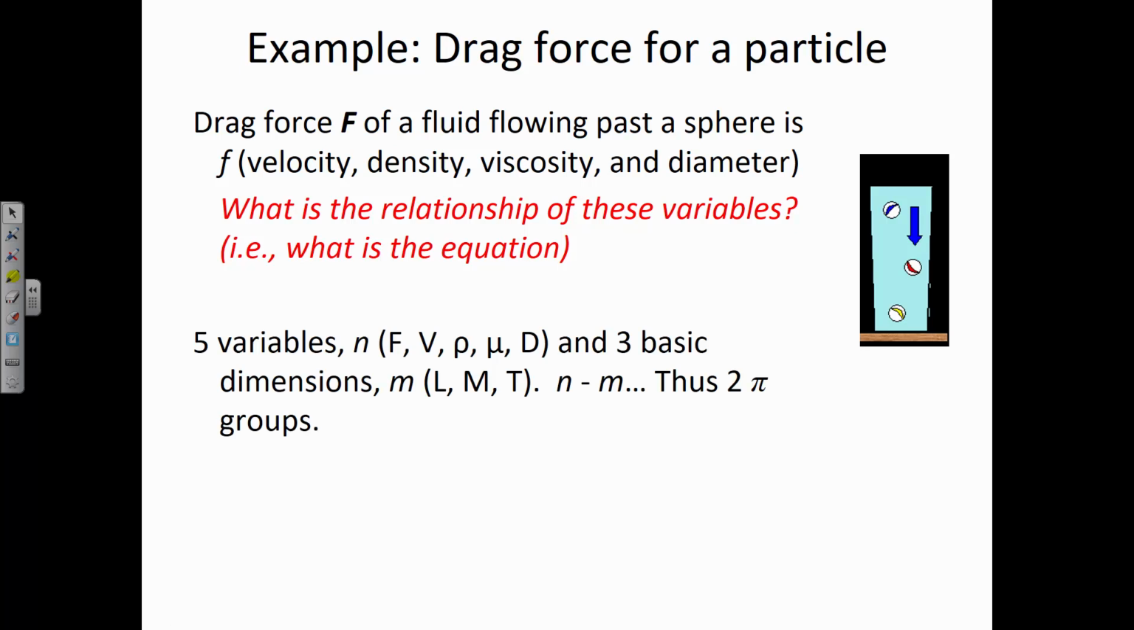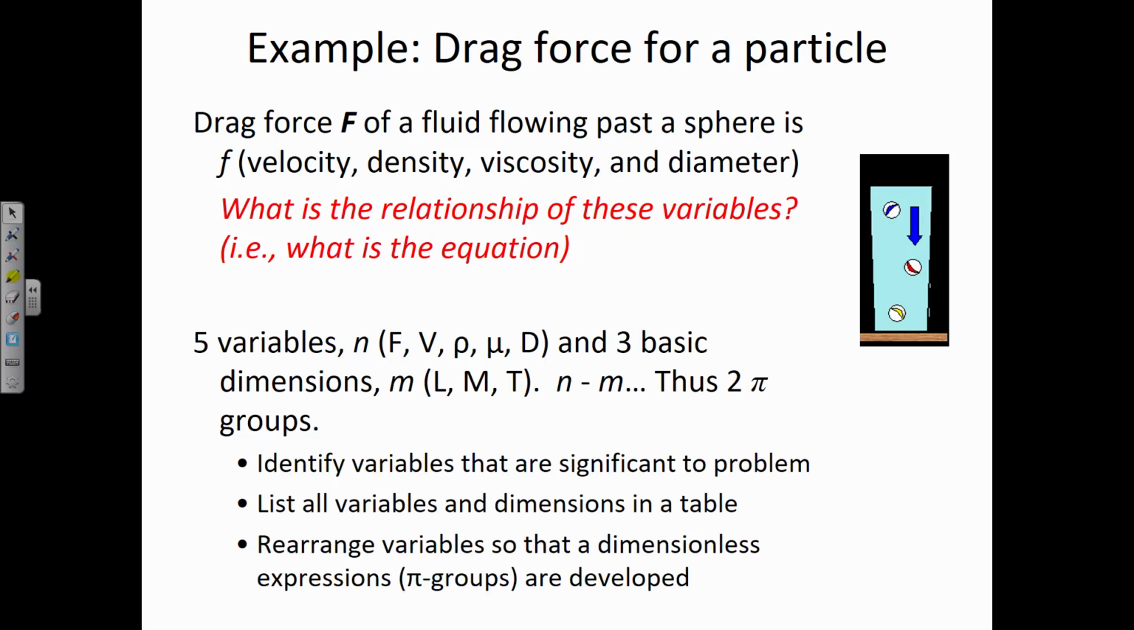So if we applied the Buckingham pi theorem to that, we can see that there would be 5 variables in total: the force, velocity, density, viscosity, and diameter. And among those variables, the 3 basic dimensions that each of them are founded on are length, mass, and time. And so there should be 2 dimensionless groups that are going to predict the behavior there. And so what we have to do is identify all the variables that are significant. Okay, we've done that.